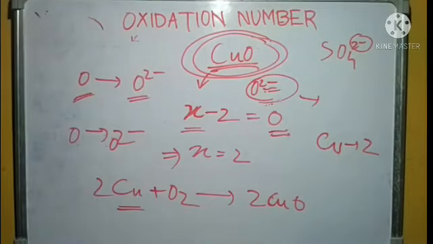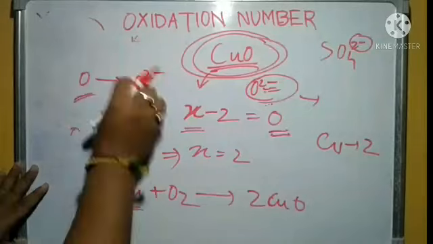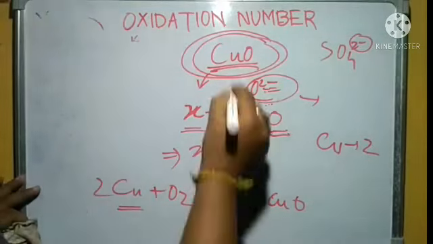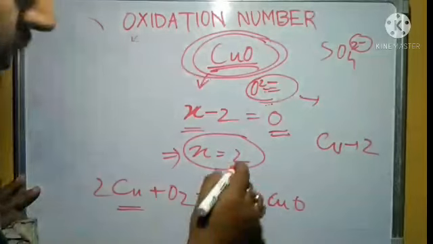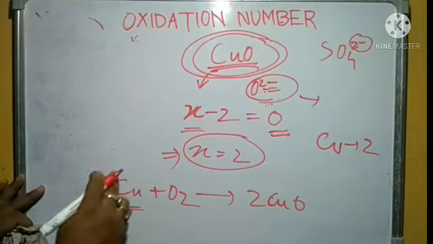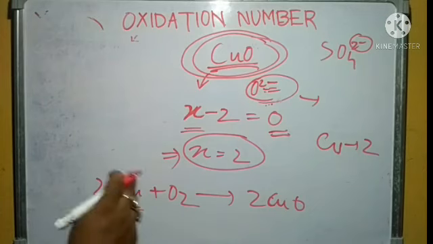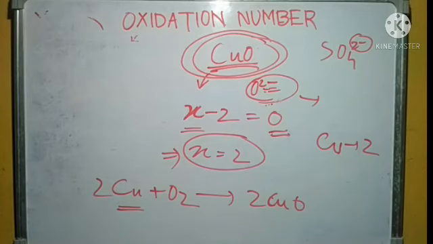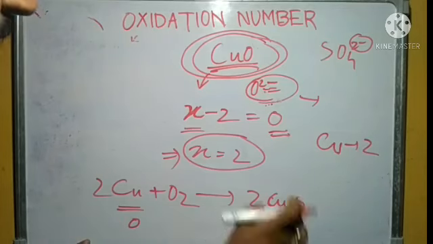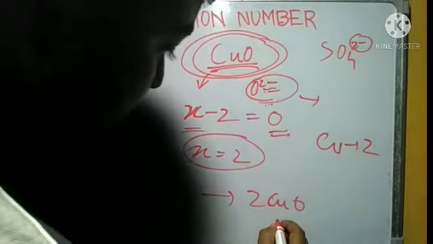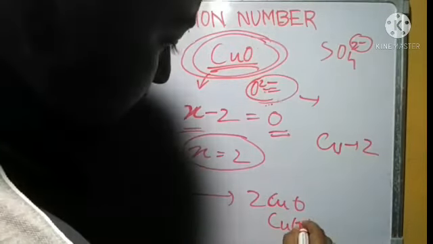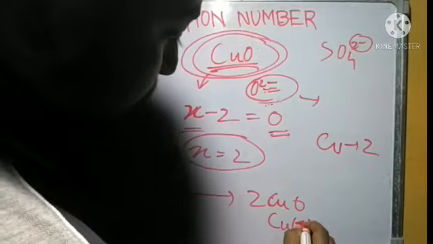So that means the oxidation number of copper in CuO is 2. Here copper was present in its metallic state. That means when copper is present here alone, it is not forming any compound, so its oxidation number here is 0. And in CuO, we saw that the oxidation number is 2, that is Cu2+. Or you can write it like this, Cu2+.